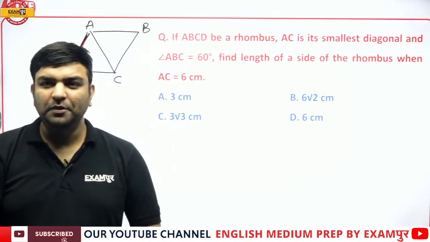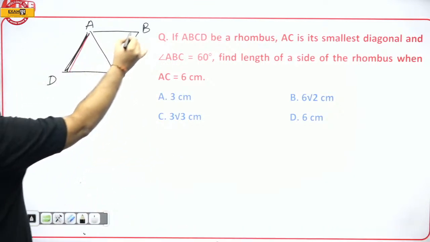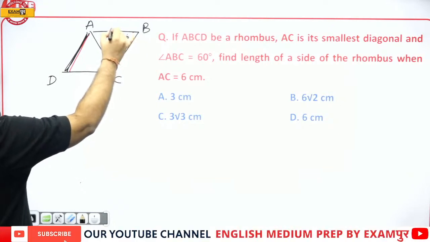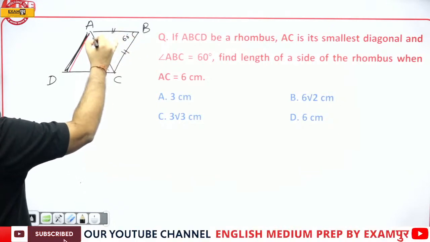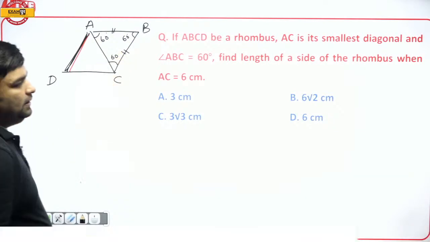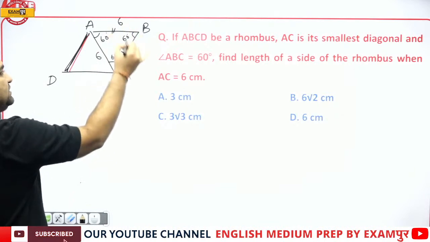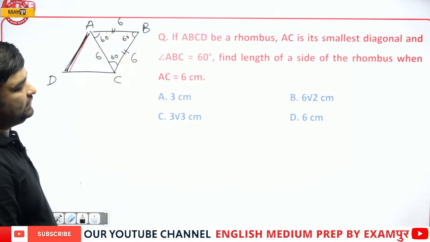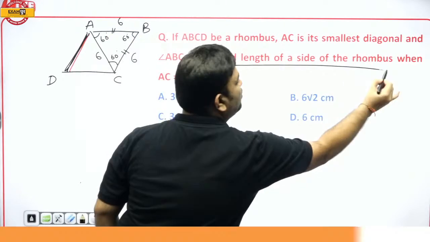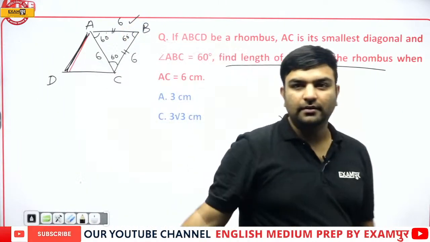Angle ABC is 60. If this is 60, these two sides are equal, so these two angles are also 60. Equilateral triangle. AC is 6, then this is also 6, and this is also 6. What are they asking? The length of the side of the rhombus, which is 6 centimeters.